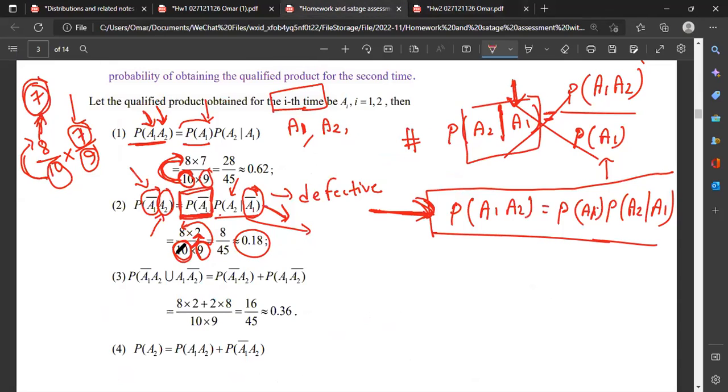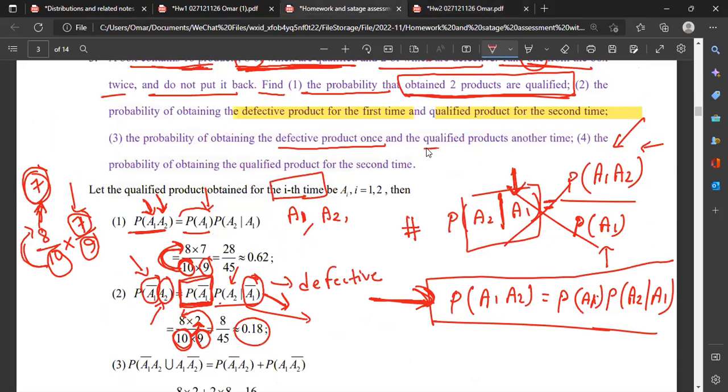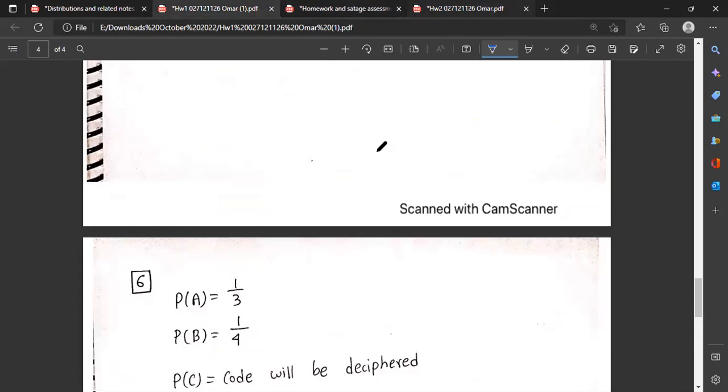Now let's see the third question here: the probability of obtaining a defective product once and a qualified product another time. Defective once and qualified another. It doesn't matter whether it is the first time or second time, just defective once and qualified another.